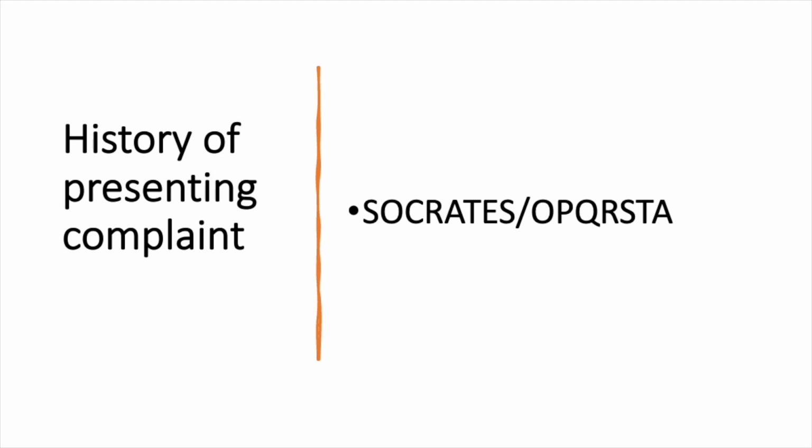This can be done in two ways. One by the mnemonic OPQRSTA, or you can use the term Socrates. O stands for onset and P stands for the position. Q stands for the quality or the character. R stands for aggravating, relieving factors, and also radiation. S stands for the severity. T stands for the temporal progression, how the disease occurred, and A stands for the associated symptoms. This is the 7-dimensional analysis of any symptom. Whatever it be, any symptom, you should think along these lines, either use Socrates or OPQRSTA.